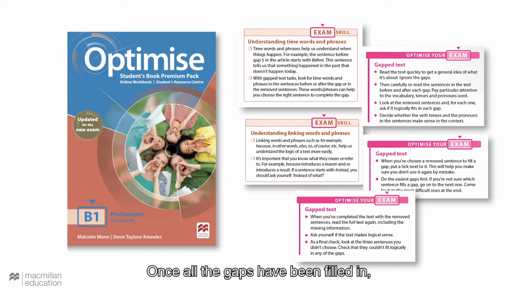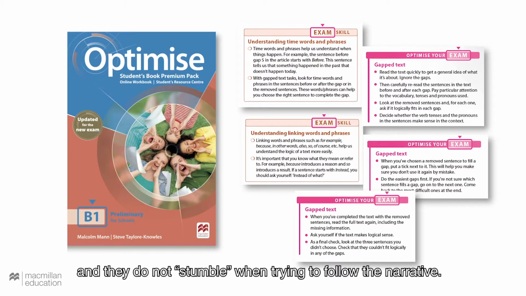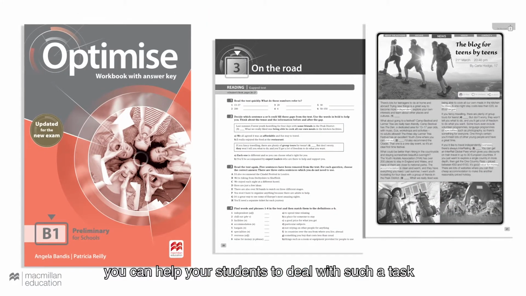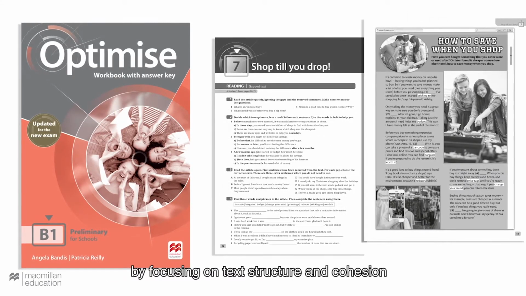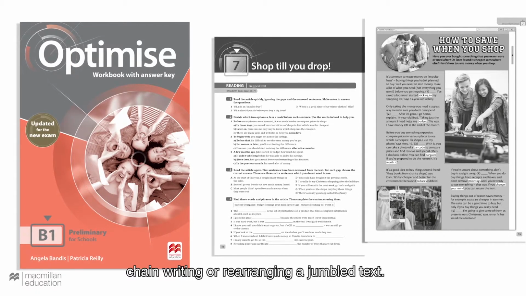Once all the gaps have been filled in, candidates should read the whole text once again to see if it makes sense and they do not stumble when trying to follow the narrative. In your classroom, you can help your students to deal with such a task by focusing on text structure and cohesion with practice activities like chain writing or rearranging a jumbled text.